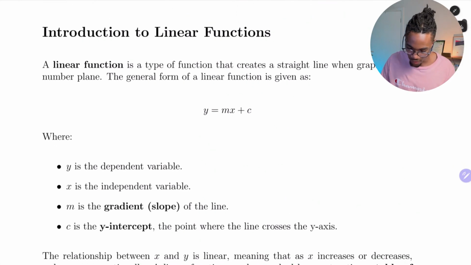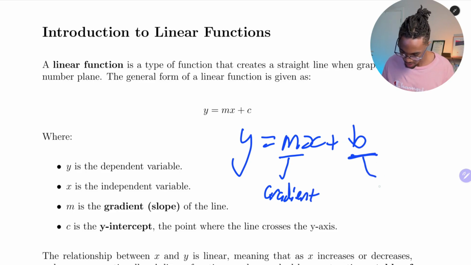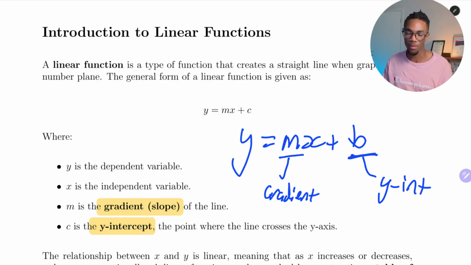You may have been familiar with this before, y equals mx plus c or b. In this, we have m is the gradient, right? And then b is the y-intercept. We usually call it y-int. You can see here and here. These are the two important ones, right? Gradient just means the slope of the line.